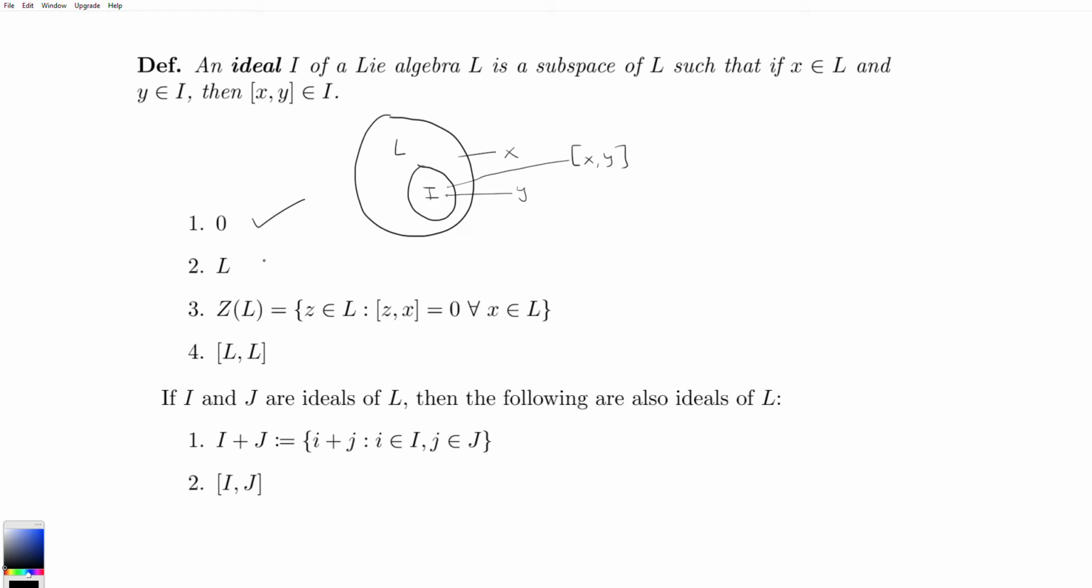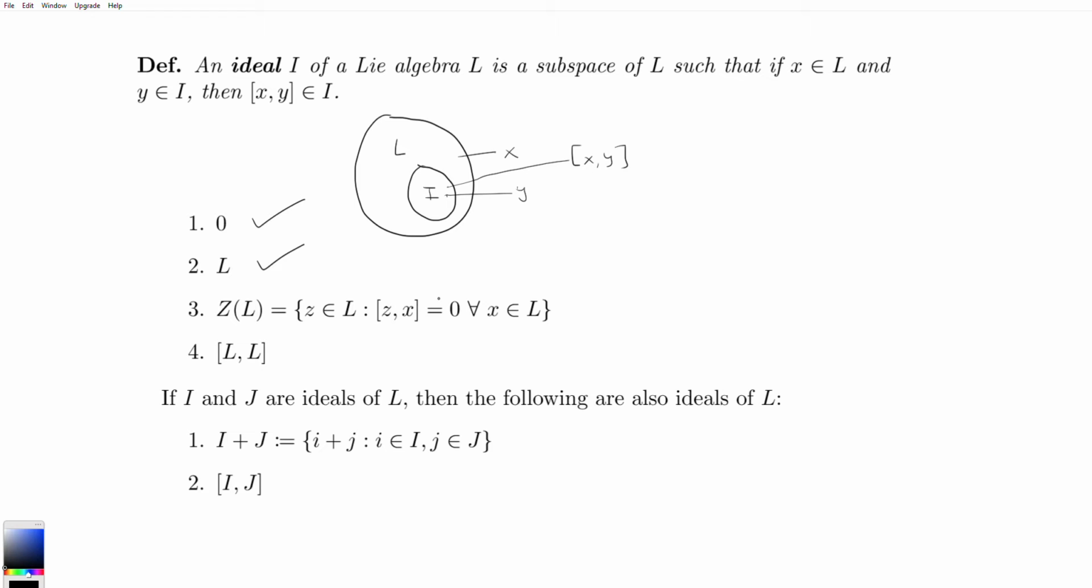At the other extreme is L itself. If you bracket two things in L, it's going to end up back in L. And so these first two examples are kind of the trivial ideals. If I say ideal, we're probably not talking about these, because we generally want to make statements about non-zero proper ideals. And so the next example, which is less trivial, is the center of your Lie algebra.